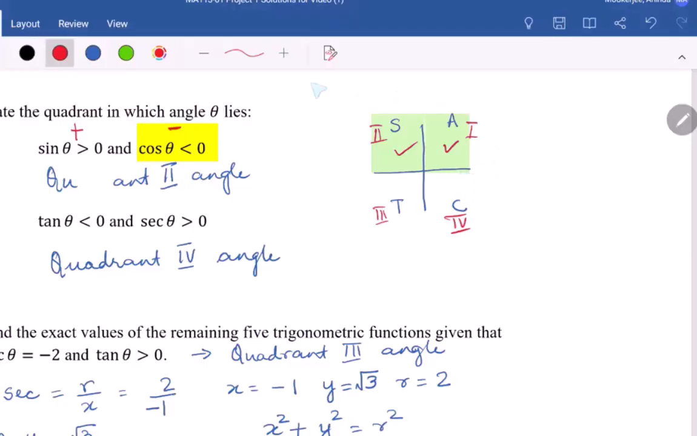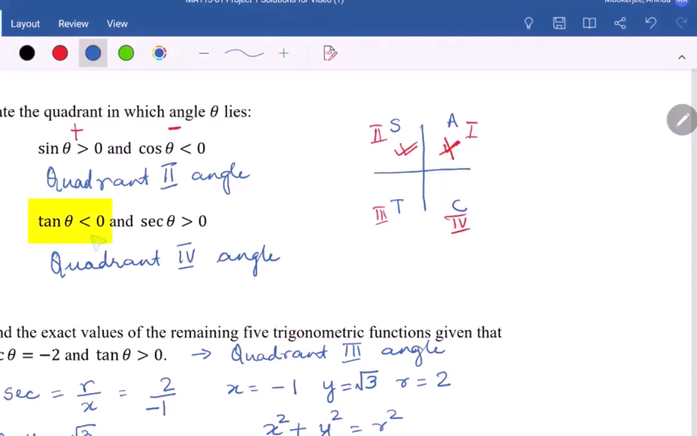Therefore, we will use the second piece of information given, which is cos of theta is less than 0. Now, if cos is a negative ratio, it cannot be a first quadrant angle because all ratios are positive in quadrant 1. In the second quadrant, cosine is negative. So that is the quadrant in which the angle would lie, because both conditions are satisfied in quadrant 2. Sine is positive and cosine is negative. Therefore, we eliminate quadrant 1 and we have quadrant 2 as our choice. Therefore, the answer is quadrant 2 is where the angle lies.